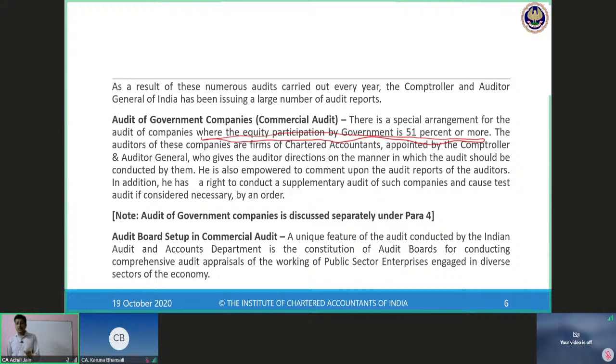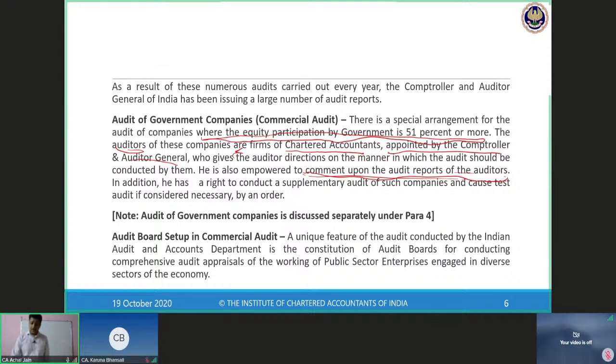Now the auditors of these companies will be chartered accountants. The auditors are chartered accountants, but they will be appointed by CAG. And the CAG will give them directions around the audit. The audit will be conducted by those chartered accountants or the firm of chartered accountants, but as per the directions of the CAG. And CAG will also be commenting upon the audit report of those auditors, which have been appointed by the CAG.